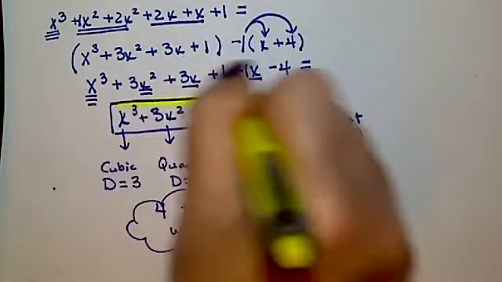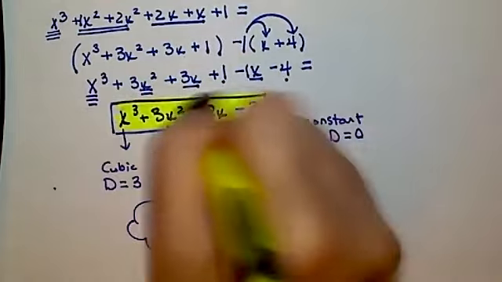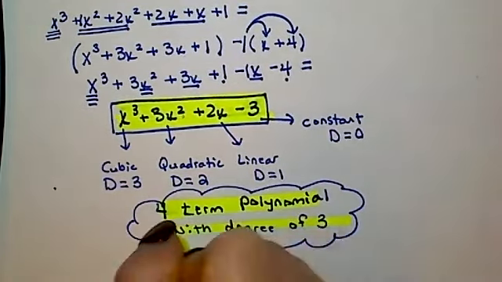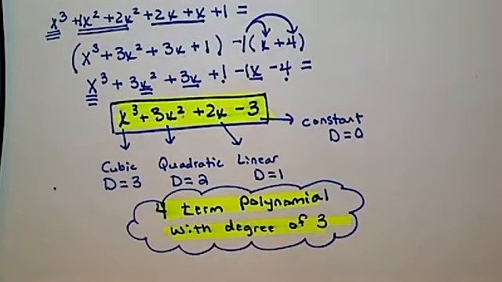So this right here would be the simplified answer, and sometimes it will ask you to classify that. So it's a 4-term polynomial with degree of 3. So make sure you practice your assignment with your operations of polynomials.